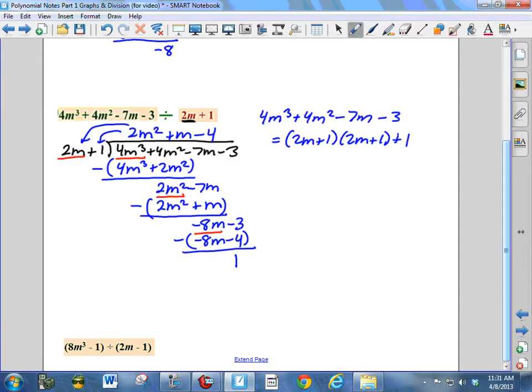Wait a second, what did I just do? 2m plus 1 times 2m squared plus m minus 4, plus 1. So, yeah, I don't know what in the world I just did there. Okay, so if I were to multiply these two out, and then add 1 to it, I would get back to my original polynomial.